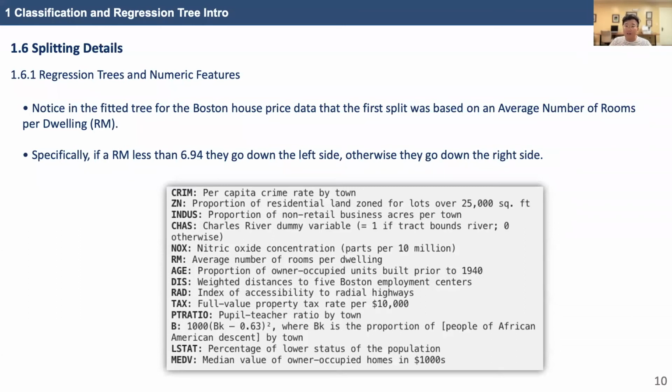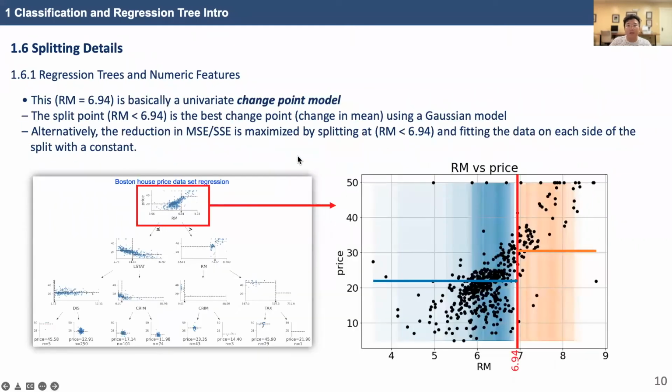Let's examine this first split in more detail. If you look closely into the first split of the root node here, we can find this scatter plot here. The point 6.94 is basically a univariate change point model. This split point is the best change point using a Gaussian model. Alternatively, the reduction in MSE or SSE, the sum of squared errors, is maximized by splitting at this point and fitting the data on each side of the split with a constant.